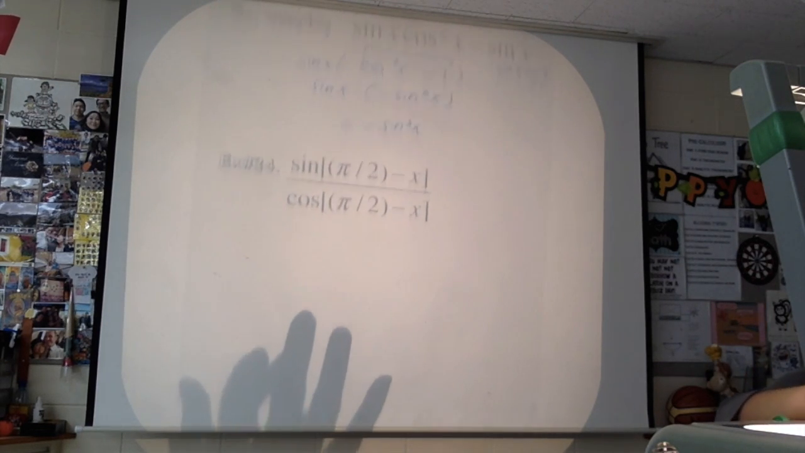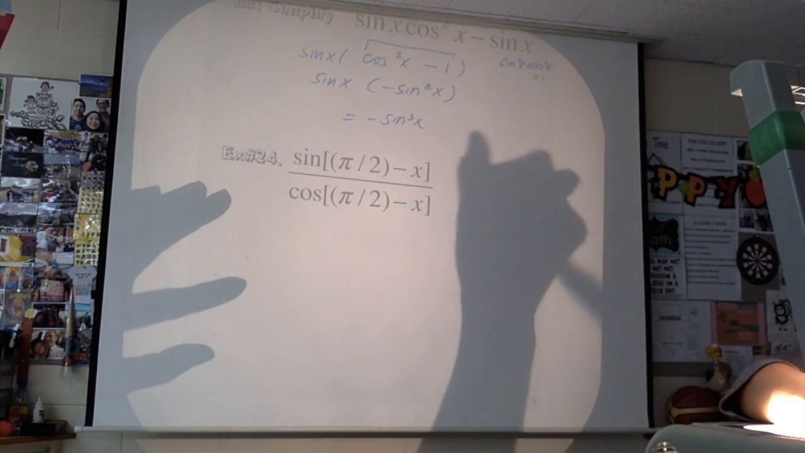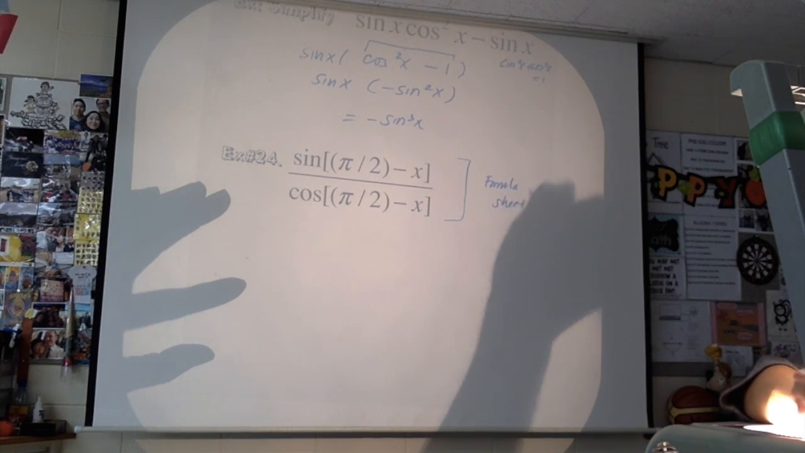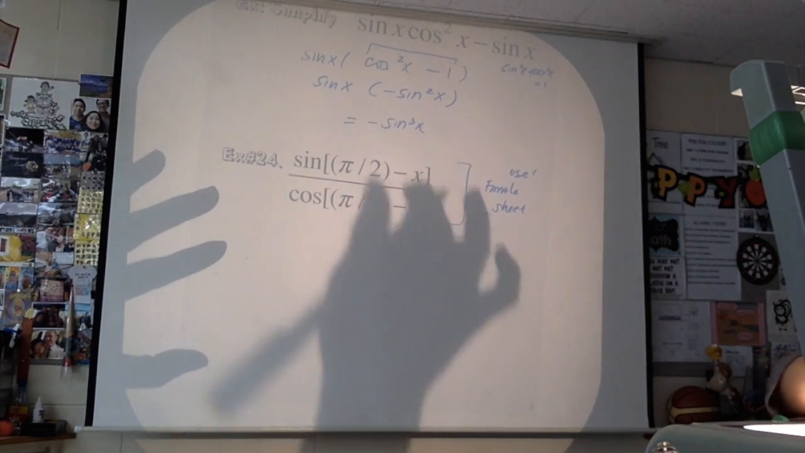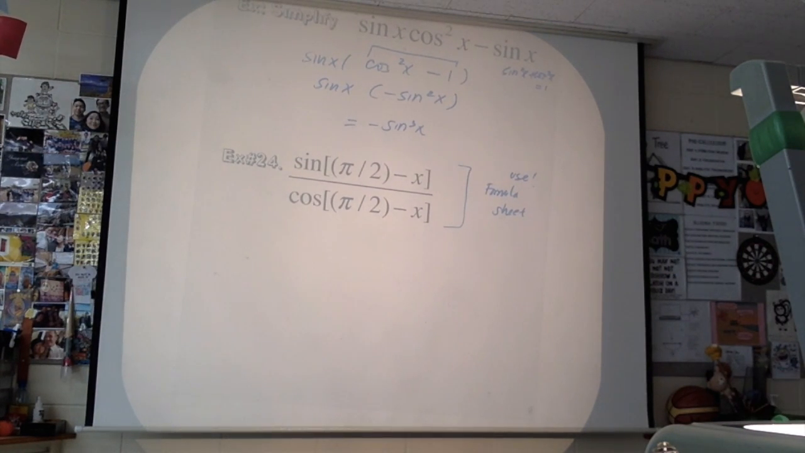Now let's go to number 24. Sine of pi over 2 minus x, cosine of pi over 2 minus x. Remember, formula sheet, okay? Use it. What is this? It's actually a, yes, you got it. What is it called, you guys? Look for it. And I know you said it right. You know it's a cofunction.